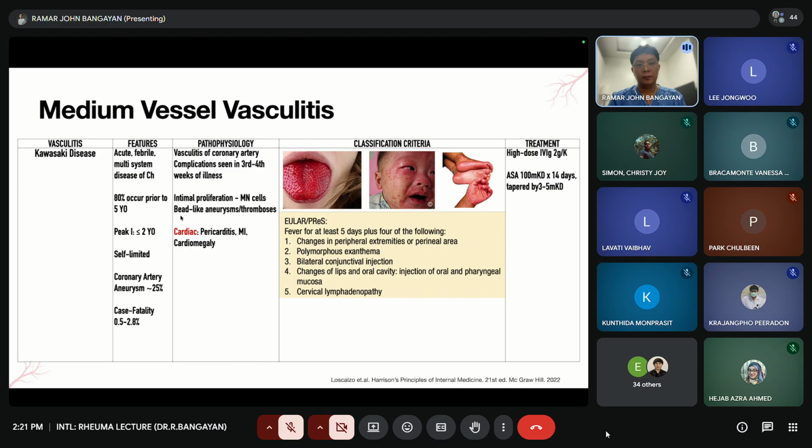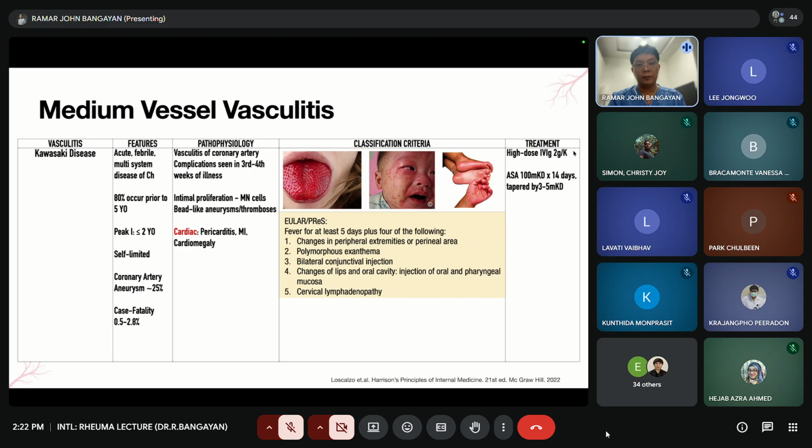The most common adverse complication in Kawasaki disease is your pericarditis. Okay, so once they have this, once they turn adult, they would have cardiac or heart failure once they become adult. Okay? It is self-limited, but again, if left untreated, it can cause cardiac adverse complications.